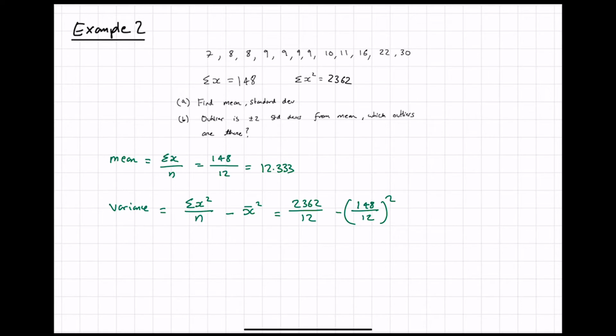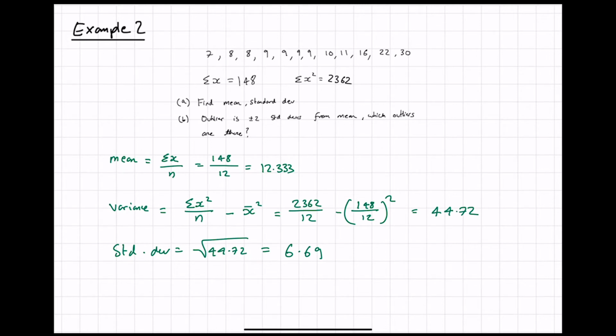But anyways, putting that into our calculator, we get 2362 divided by 12 minus 148 over 12 squared. That gives you 44.72. So that's our variance. For your standard deviation, it's the square root of that. So if I square root the answer, we get 6.69. So that's going to be your standard deviation. So that part of the question is quite simple.